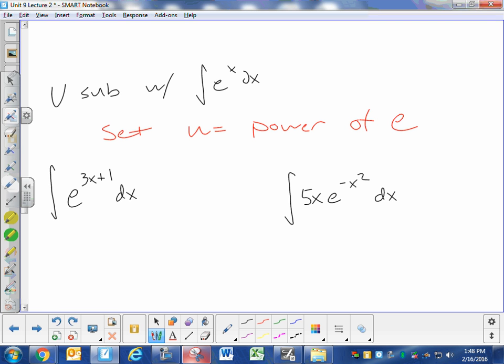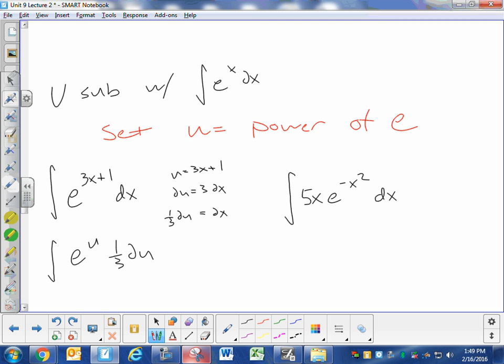Okay? I'll show you the first one, you guys will do the second one. If I want to take the antiderivative of e to the 3x plus 1, I'll set u equal to that power, 3x plus 1. du is equal to 3dx. dx is equal to 1/3 du. Let's go ahead and do our steps. Keep everything the same. This would turn into e to the u, 1/3 du.